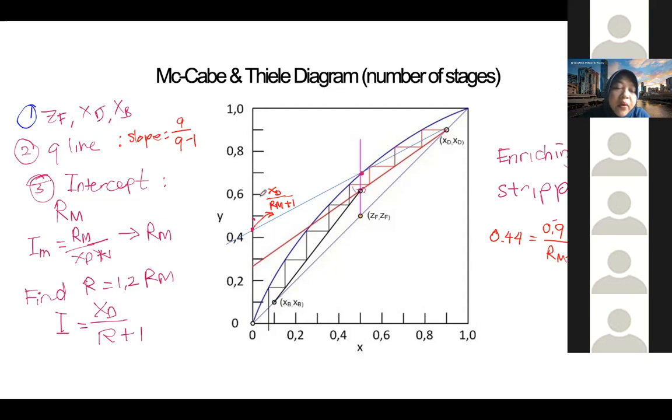Ilham, once you have the intercept, what do you do? After you find the intercept, as Dama said, you calculate the intercept and you get this red line. Then you construct the red line, drawing the line from XD to here. Okay, and then after that, what is your next step, Ilham?